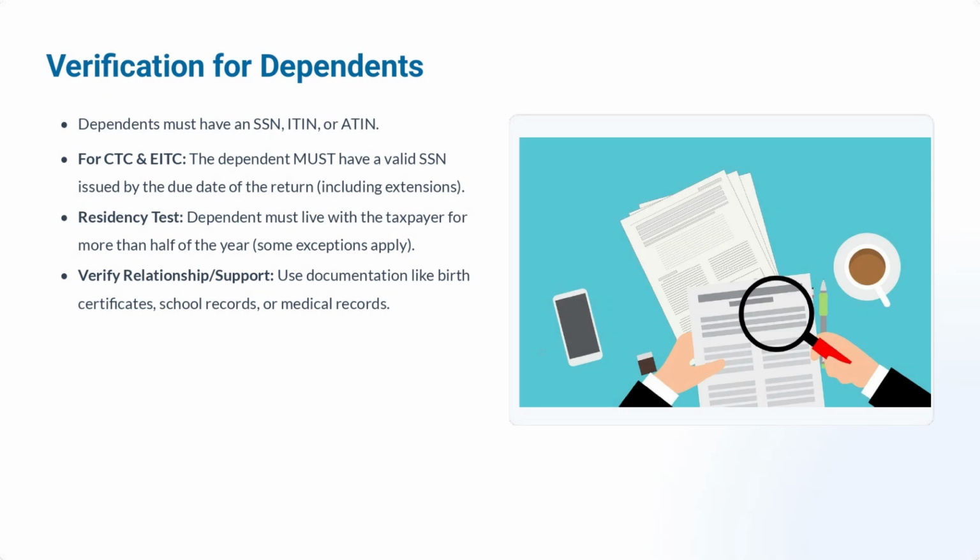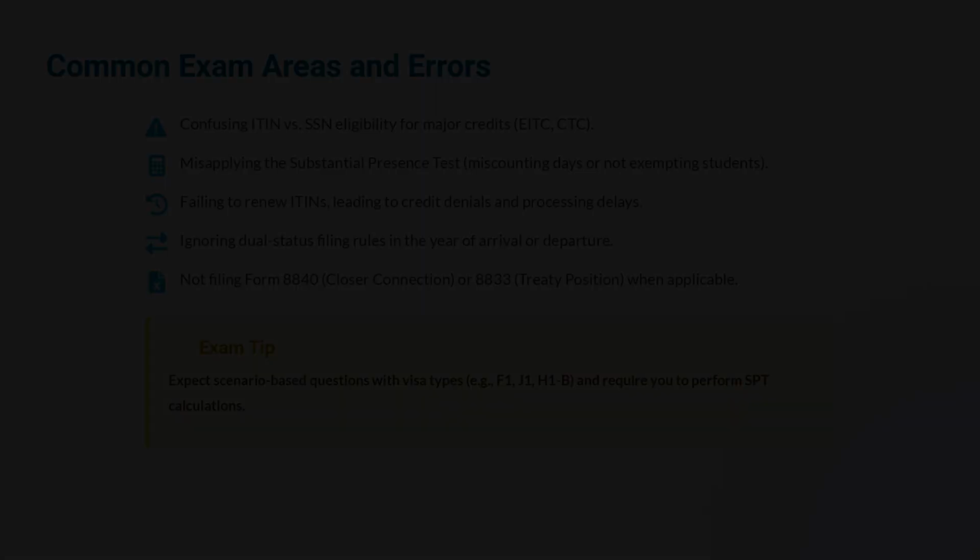Dependence and residency verification. Dependents must have a valid SSN, ITIN, or ATIN, meet relationship and support tests, and live with the taxpayer for qualifying child rules. For major credits like CTC and EITC, dependents must have SSNs issued on or before the due date of the return. Residency matters for dependents too, especially when claiming HOH status or child-related credits.